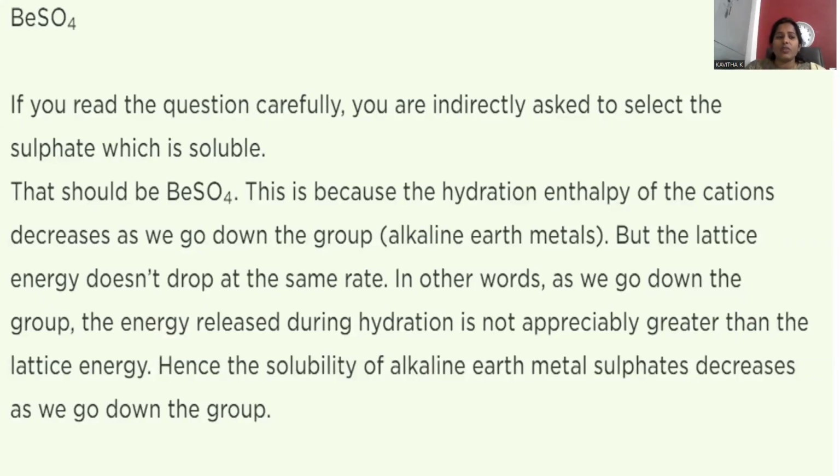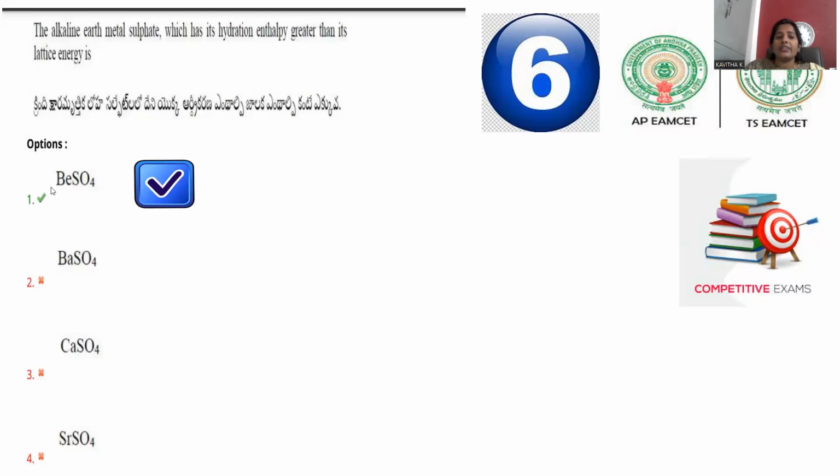So let me give the detailed answer for the question. If you read the question carefully, you are indirectly asked about the solubility of the given metal sulfates. Here, the expected answer is beryllium sulfate. This is because the hydration enthalpy of the cation decreases as we go down the group, because as the size increases, hydration enthalpy values decrease. But lattice energy values do not decrease to that extent. Hence the solubility of alkaline earth metal sulfates decreases as we descend the group. So the expected answer, highest hydration enthalpy but not that extent of lattice energy, is beryllium sulfate. For question number 6, option number 1 will be the correct answer.